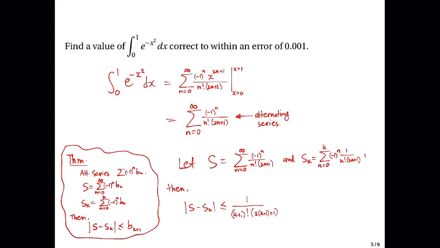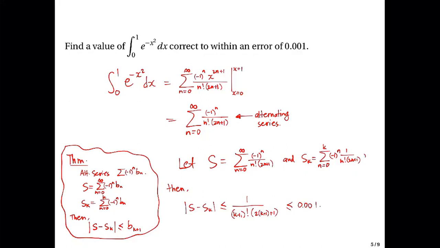And this guy here, we want this to be less than or equal to 0.001, because you want this error. This is the error term, S minus the kth partial sum. You want that error to be less than 0.001. So you want this to be less than or equal to 0.001. Following?